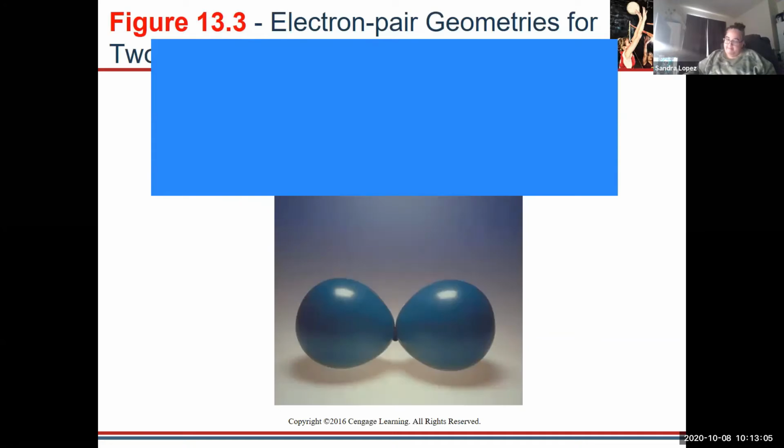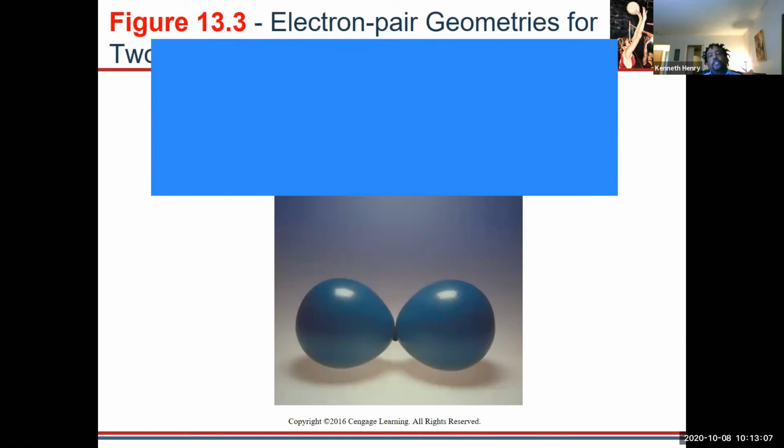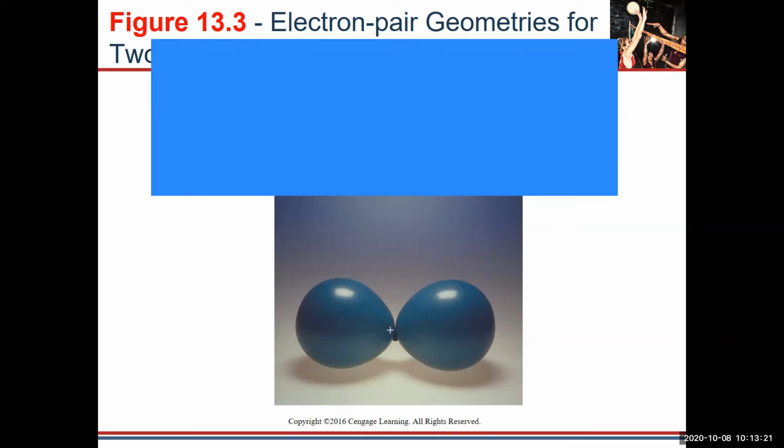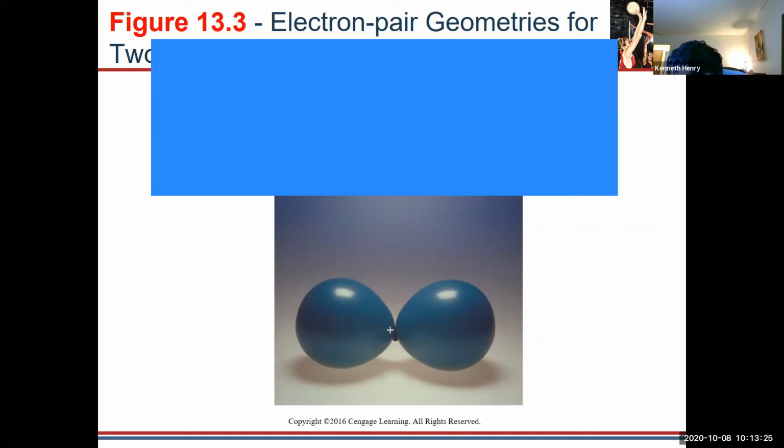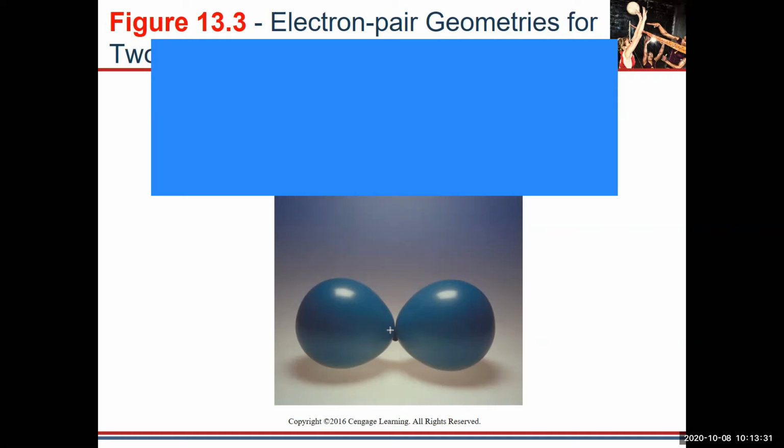Okay, so now let's look at these balloons. What would be the electron pair geometry for these 2 balloons? Linear. That represents our center atom in the middle. What did you say? Linear. What would be the bond angle? 180.